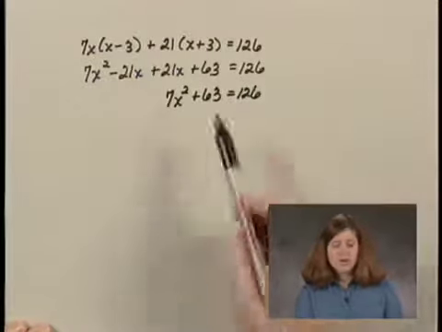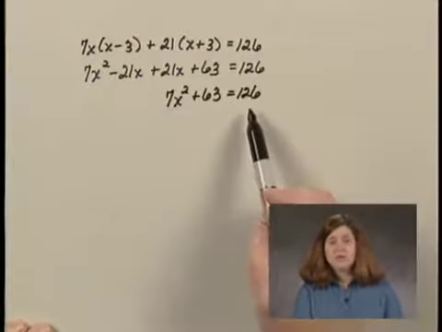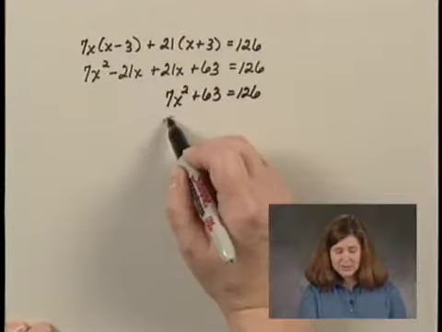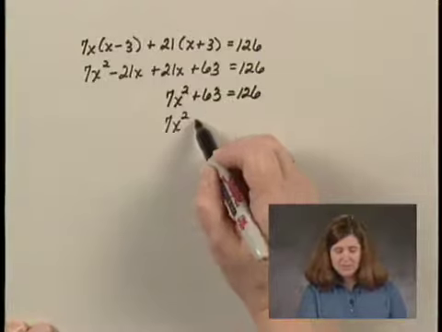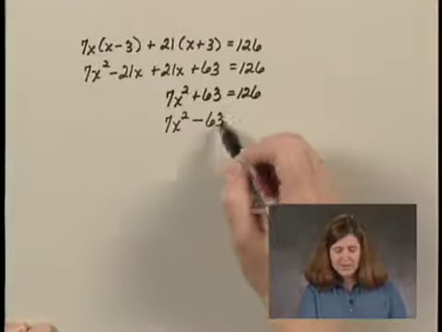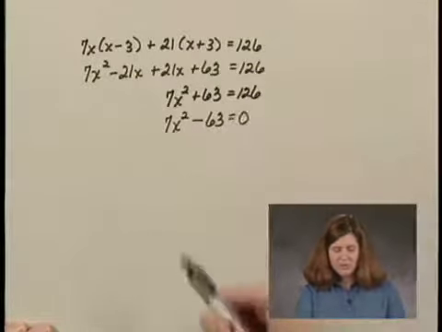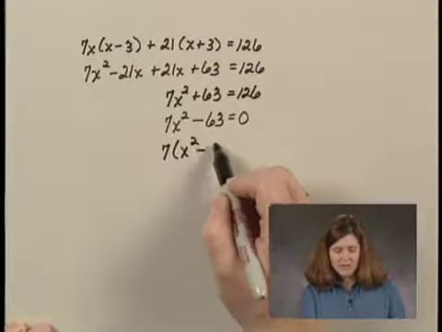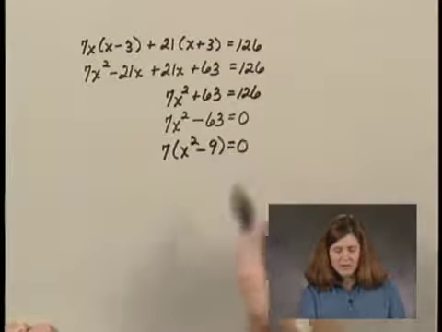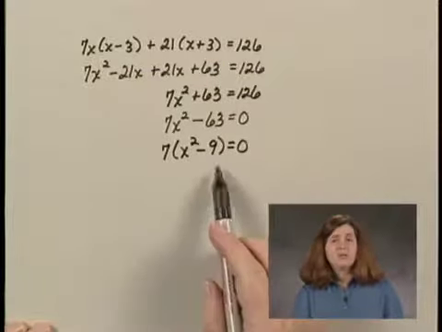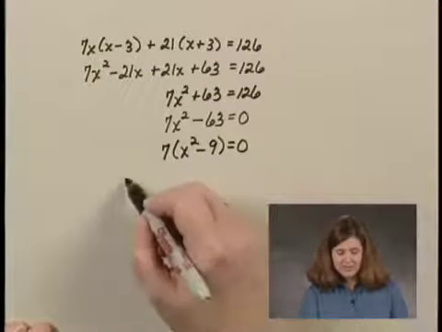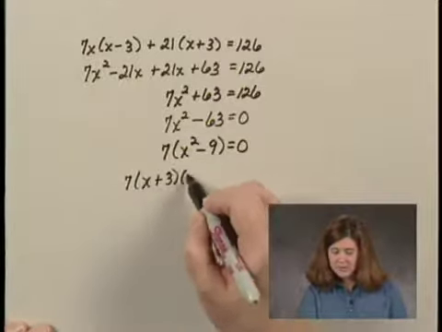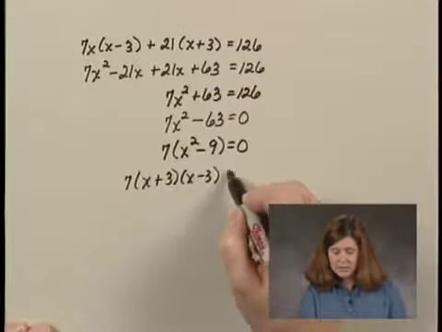And since we have a quadratic equation, we'll get a 0 on one side of the equation by subtracting 126 from both sides. We have 7x squared minus 63 equals 0. We factor out a 7. We have 7 times x squared minus 9 equals 0. And then we factor x squared minus 9. This gives us 7 times x plus 3 times x minus 3 equals 0.